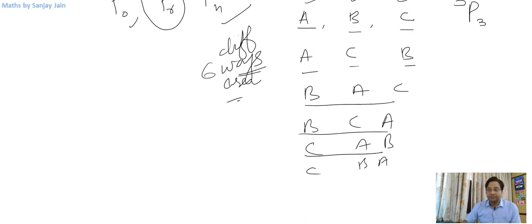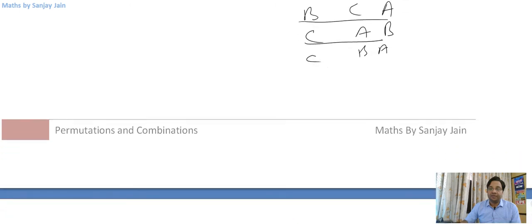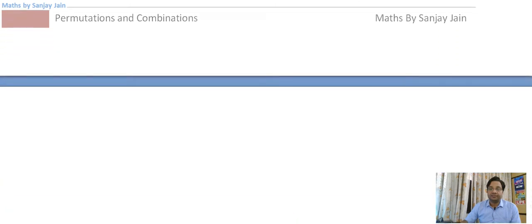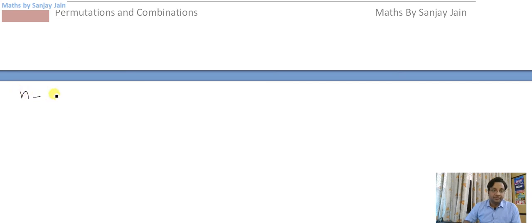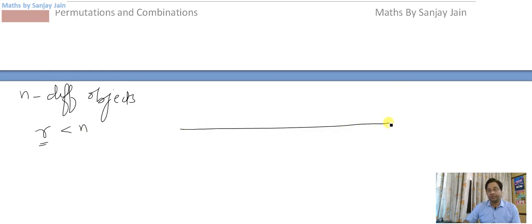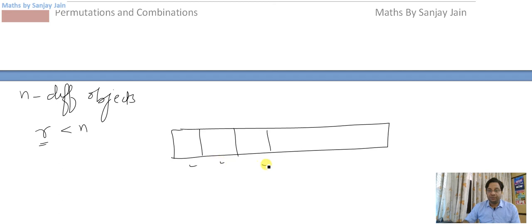So let us generalize whatever we have learned by now. If I have got n different things or n different objects, I take r objects out of it, right? So r is less than n, what I am taking. Now I need to arrange these. So how many places will these be? 1, 2, 3, 4, 5 and so on. These are r places. So there are n different objects, I have taken r objects out of these n objects, and I am trying to arrange these r objects here.